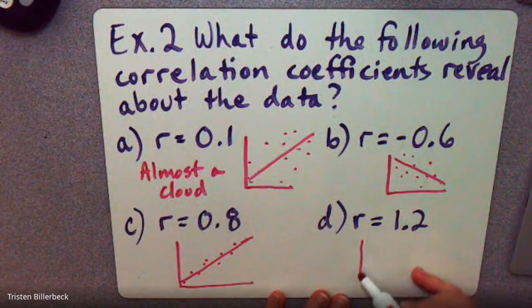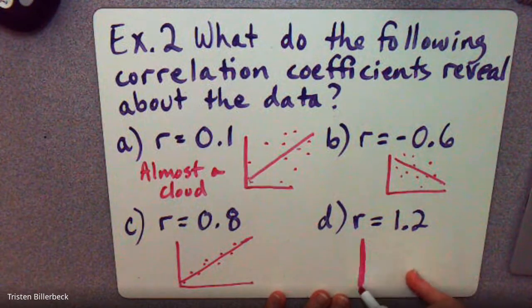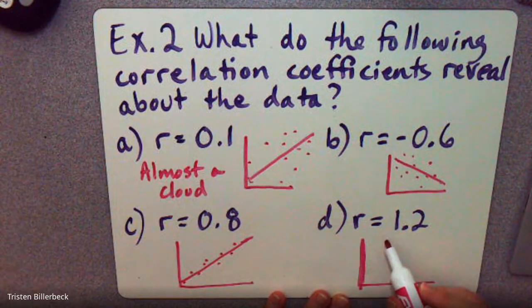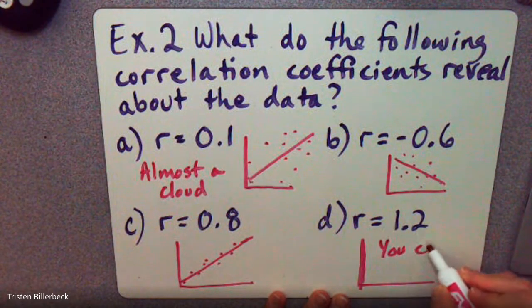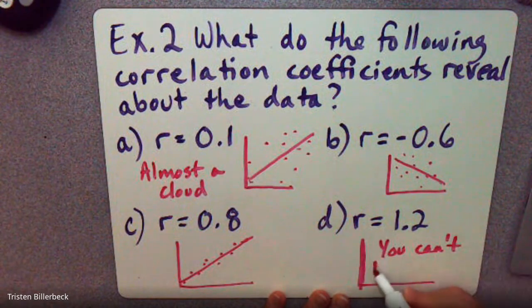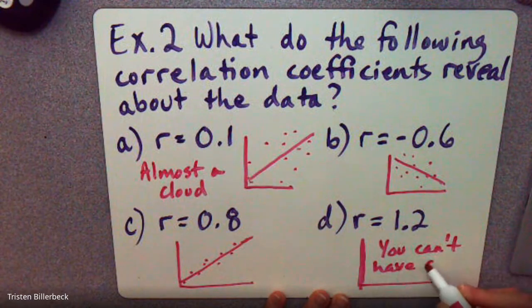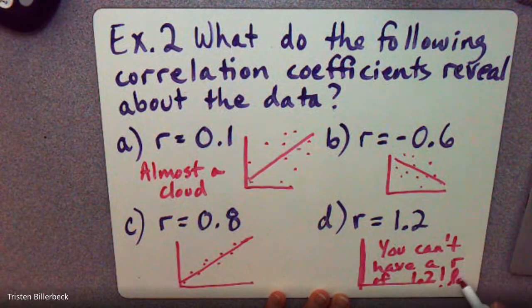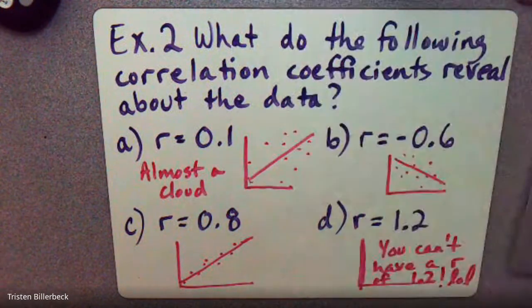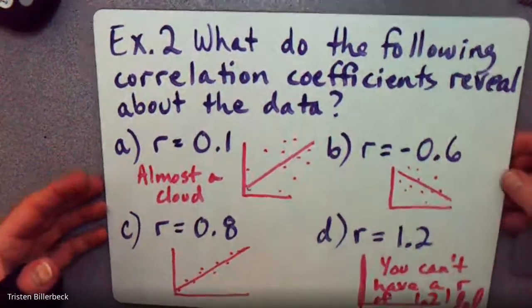Okay, so let's take a look at the R of 1.2. Oh, wait. Can we have an R of 1.2? You can't have an R of 1.2. Okay, so you can't have it. It's not between -1 and 1. So don't fall for that if I put it on the test, okay?